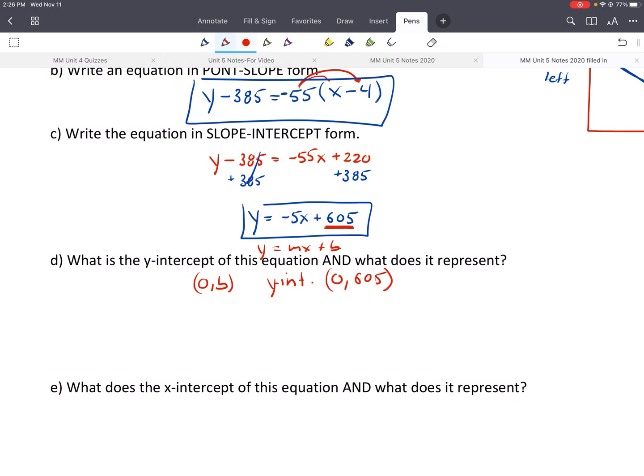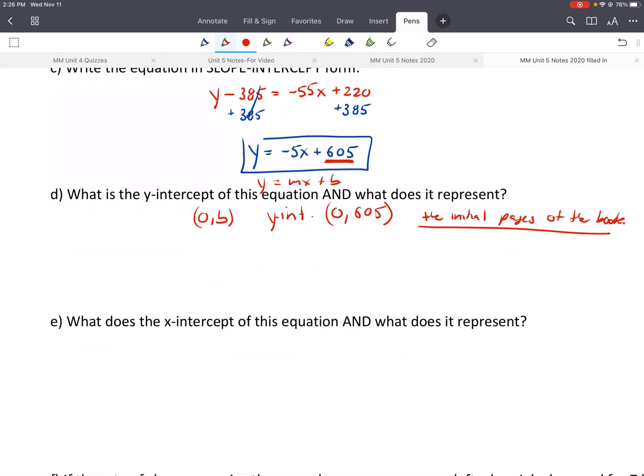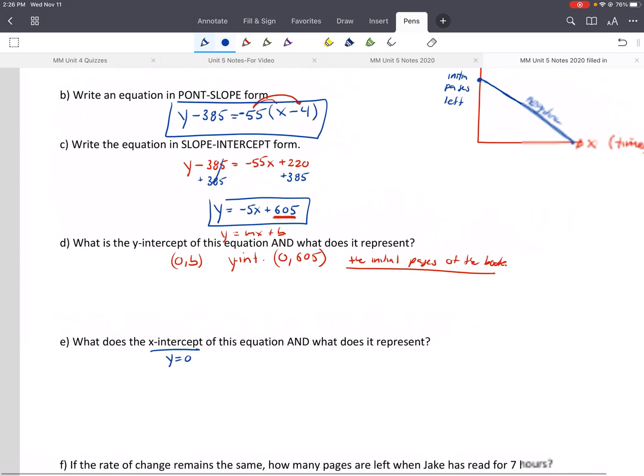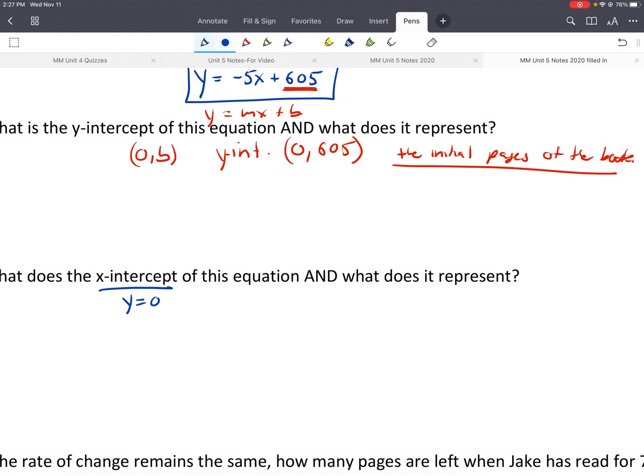And what does that represent? Well, that's the total, or the initial, number of pages he has to read. The book is 605 pages. Okay, and we want to find the x-intercept. Remember, if we want to find the x-intercept, we know that y is equal to 0, and we'll solve. So here we could use our slope-intercept form. We'd set it to 0, and we would just solve.